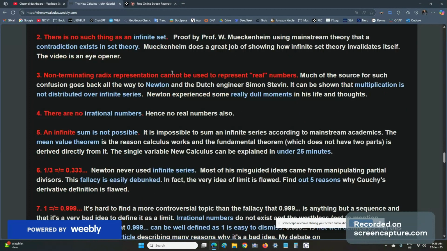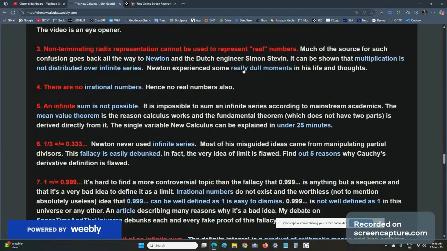And then, of course, we had this non-terminating radix representation, which is utter nonsense as well. And a lot of it goes back to Stevin and Newton. And the greatest irony here is that these baboons have never understood arithmetic and the fact that geoarithmetic came long before numbers.